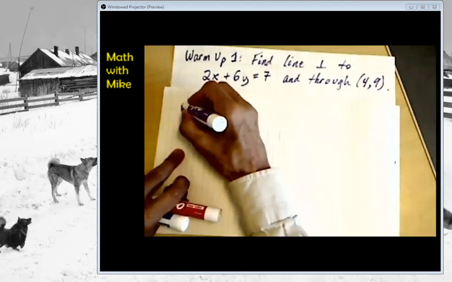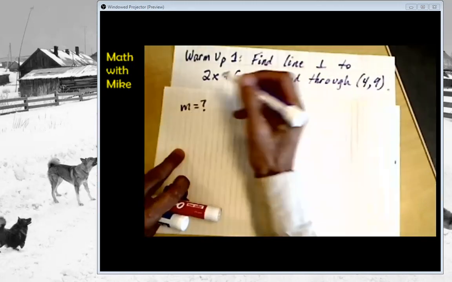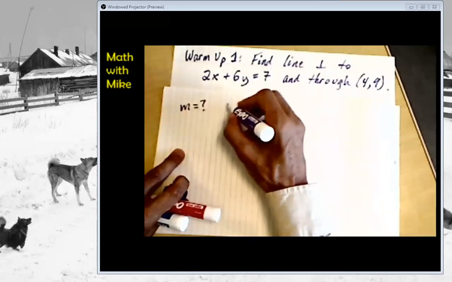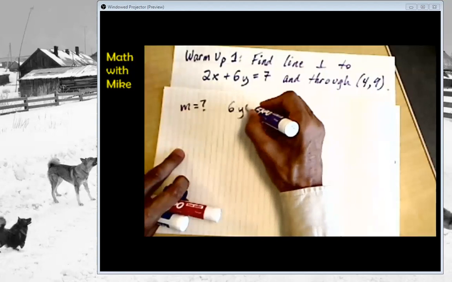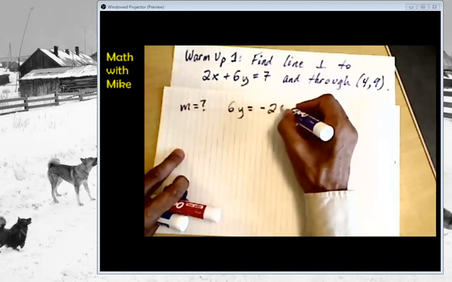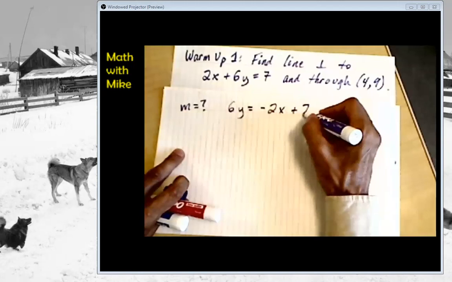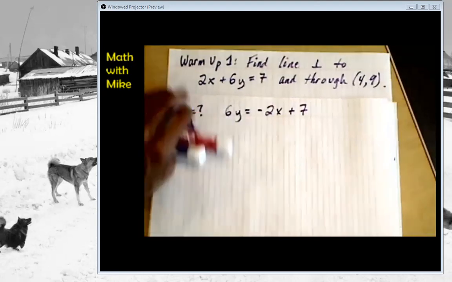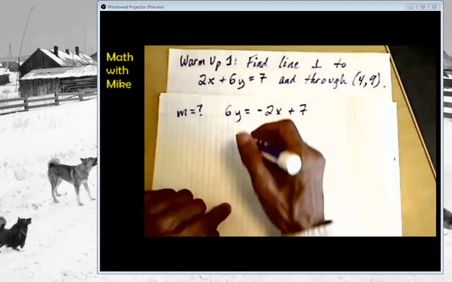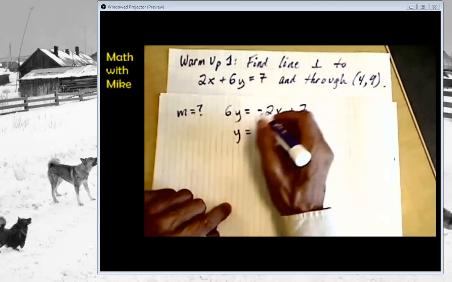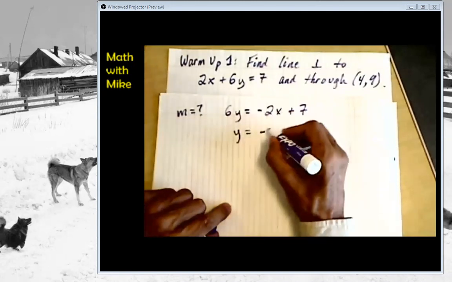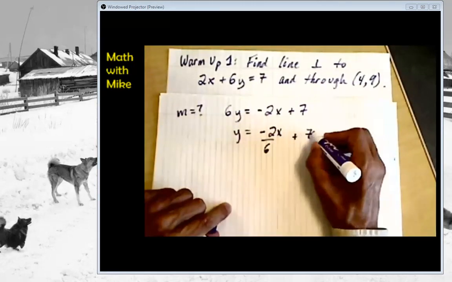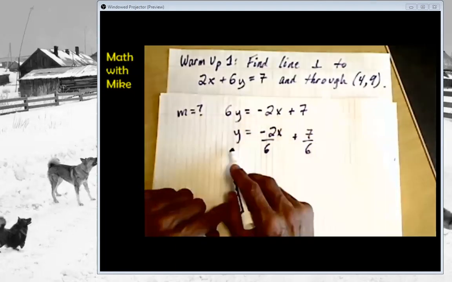So finding the slope from our original line, I'm going to move the 2x over. And so I get 6y is equal to minus 2x plus 7, like that. And to get y by itself, divide both sides by 6. So you get minus 2x over 6, and then plus 7 over 6 as well. Remember, everything gets divided by 6.